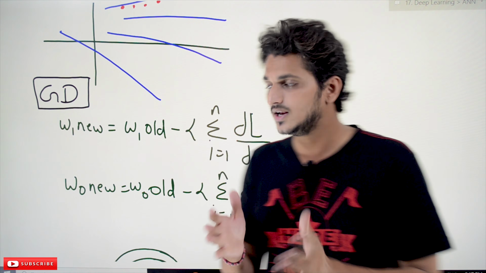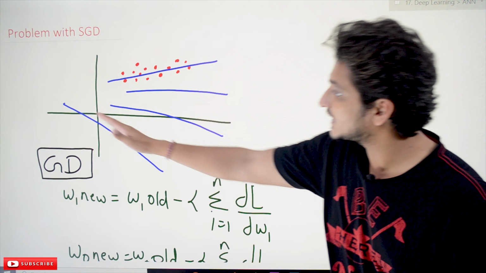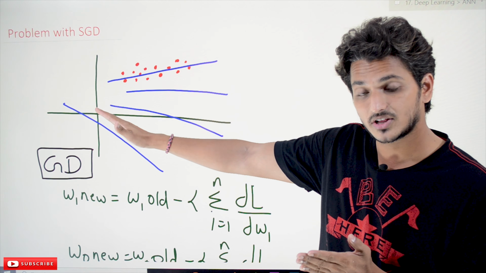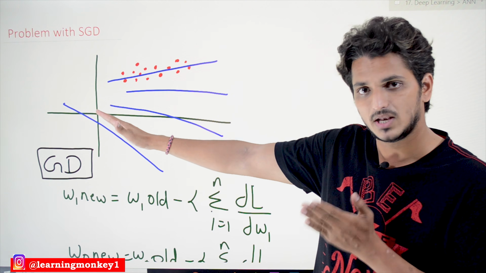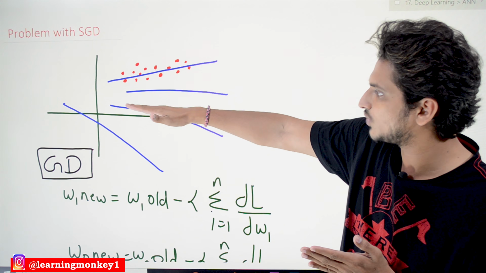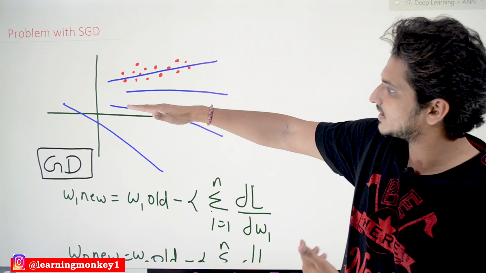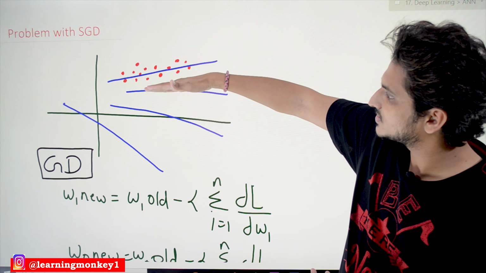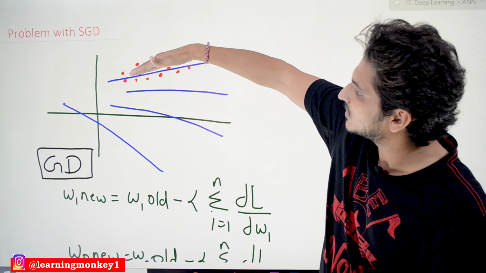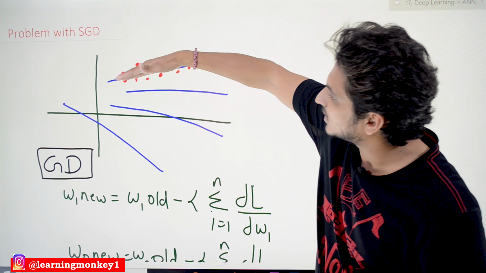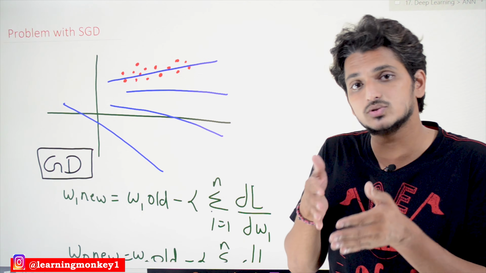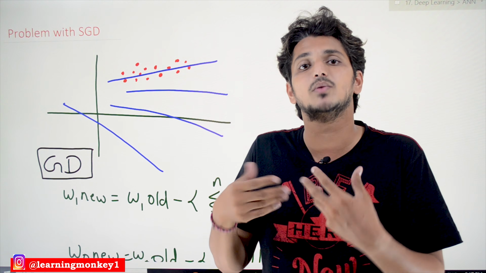So let's graphically take a look at this. Initially we selected this line. In the first iteration, if you update the W values, the next line we get is this one. In the next iteration, if you update, the next line is this. In the next iteration, we get this line. That is how the W's are updating and we are getting the minimum loss.